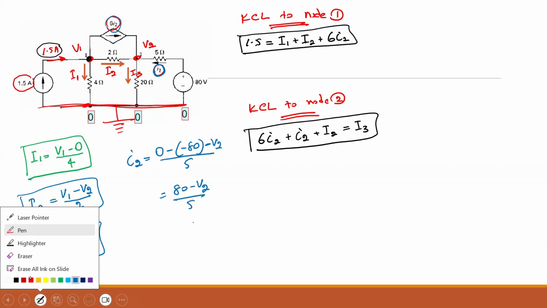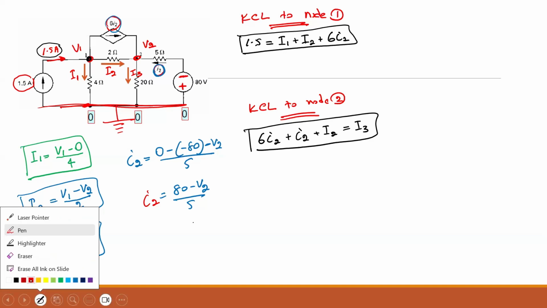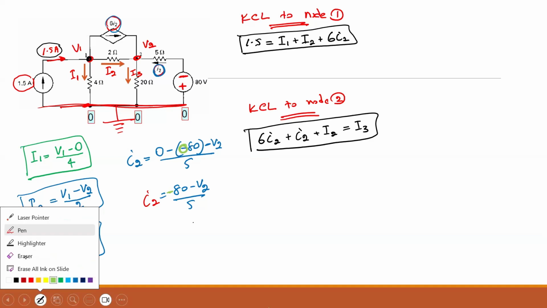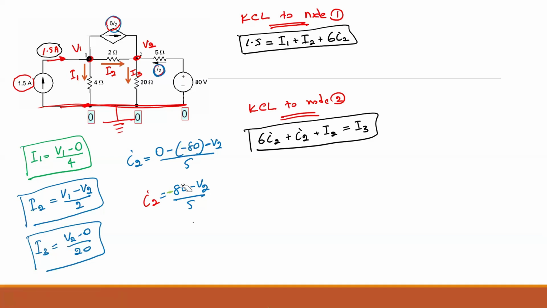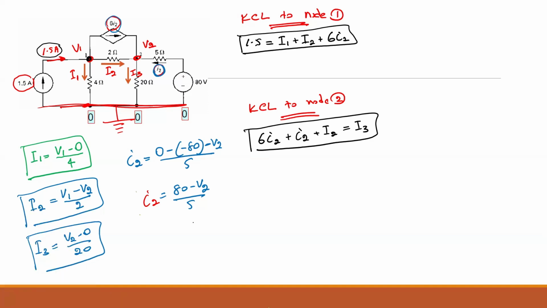I'm always writing everything here because otherwise you may go wrong when the things are different. In case you have plus here and minus here, then what will happen? It'll be a negative. Yes, so this one will become a positive and this will become a negative. So you have to always follow from the beginning. Just don't avoid steps. We can go wrong easily, so we have to carefully do this one. Okay, now 80 minus V2 over 5. So we have everything.